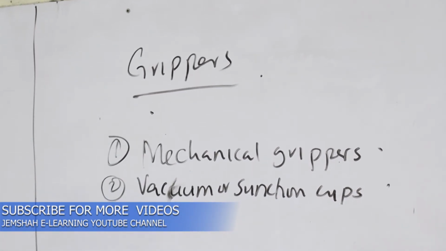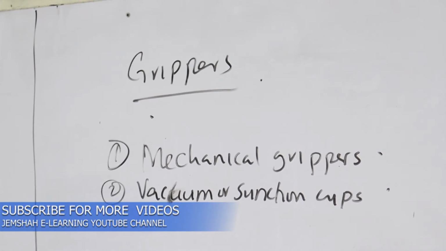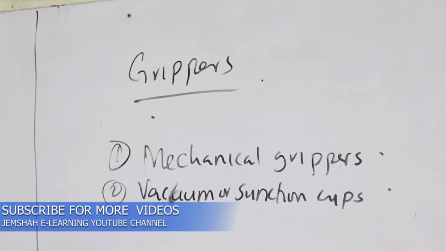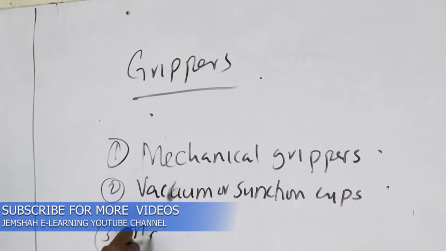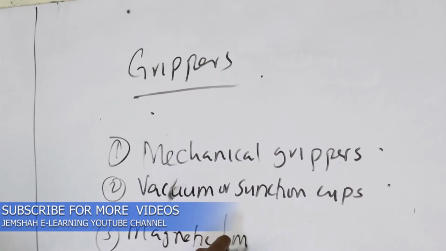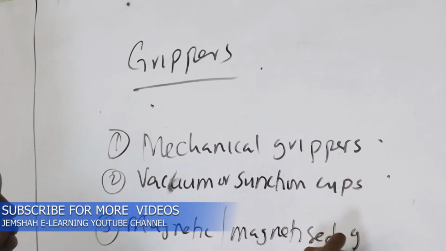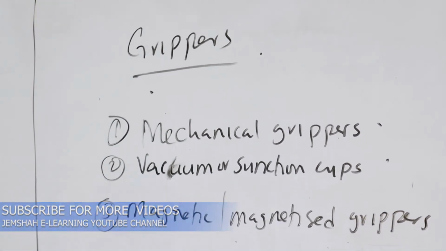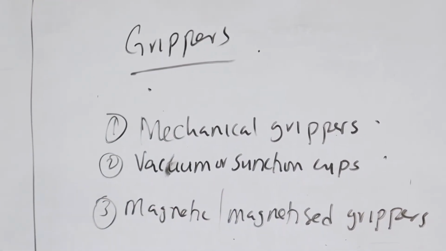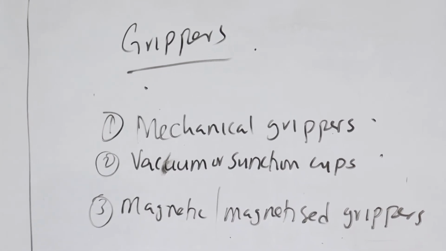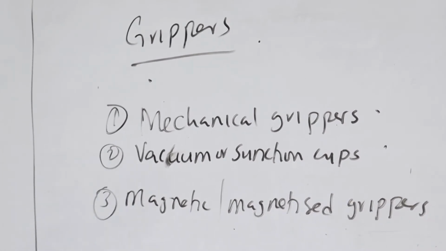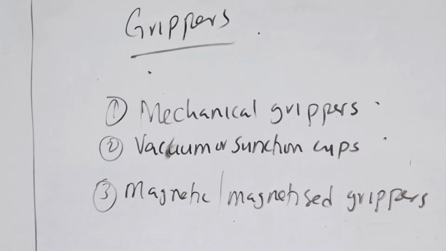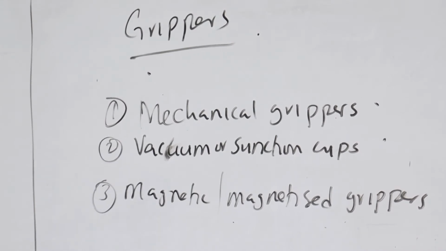When you talk about the vacuum or suction cups, these are usually used when you are handling flat objects. The third one, we can talk of the magnetic or magnetized grippers. These are simply devices that are used for handling ferrous objects, the objects that have got iron or components of iron.